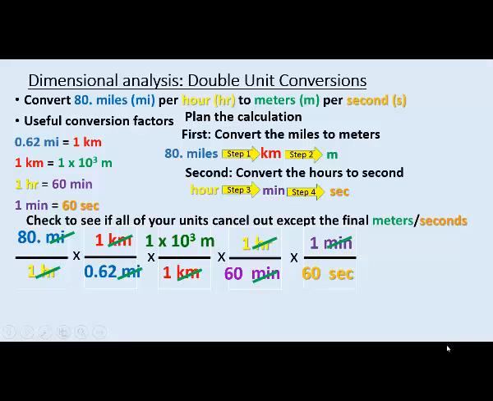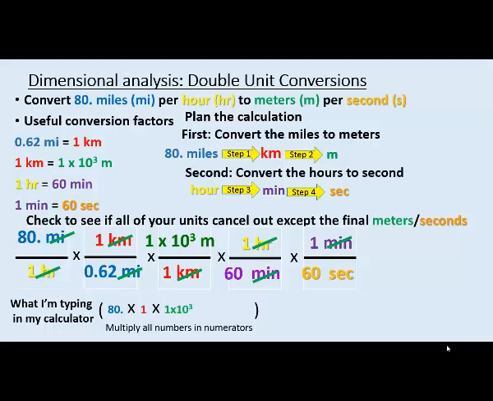Okay, so what I'm doing in my calculator to find the answer, I'm going to multiply all the numbers in the tops of my fractions, all the numerators, and then I'm going to divide by all the numbers in the bottom of my fractions, the denominators. So I'm going to go ahead and take the 80 miles, multiply it by the 1 kilometer, multiply it by the 1 times 10 to the third meters, multiply it by the 1 hour, multiply it by the 1 minute.